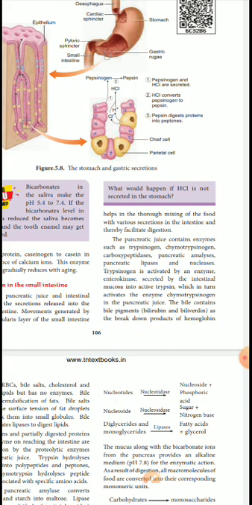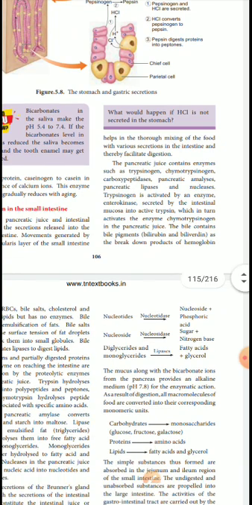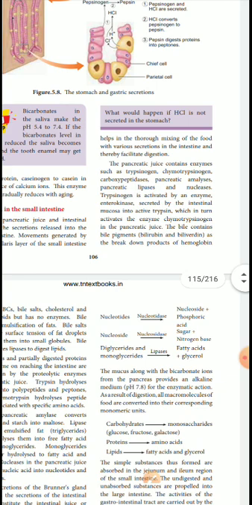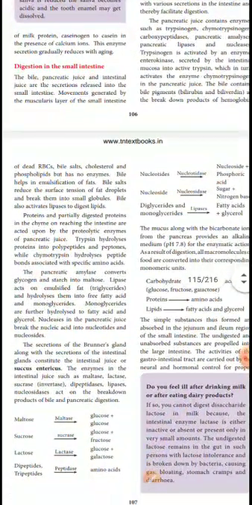The pancreatic juice contains enzymes such as trypsinogen, chymotrypsinogen, carboxypeptidase, pancreatic amylase, pancreatic lipase and nucleases. So underline these. Trypsinogen is activated by enterokinase secreted by the intestinal mucosa into active trypsin, which in turn activates the enzyme chymotrypsinogen in the pancreatic juice. The bile contains bile pigments as the breakdown product of the hemoglobin.